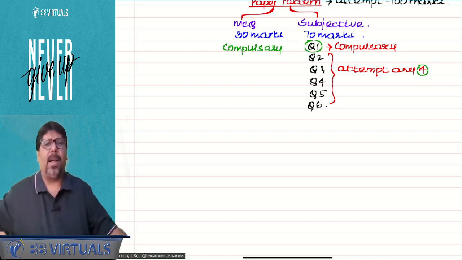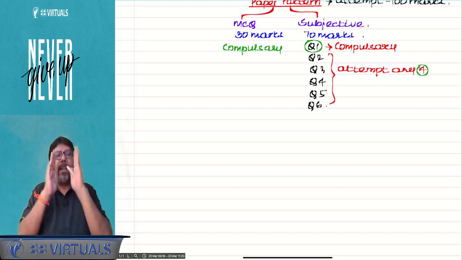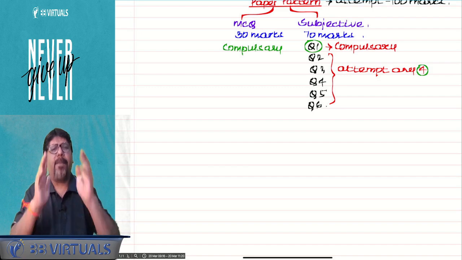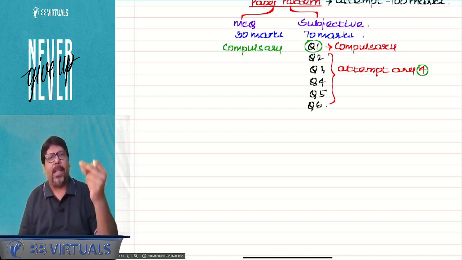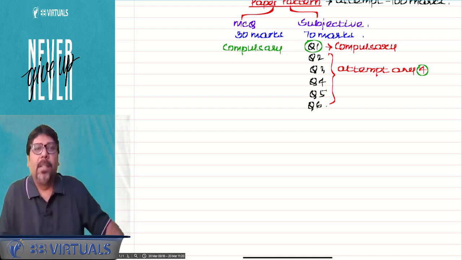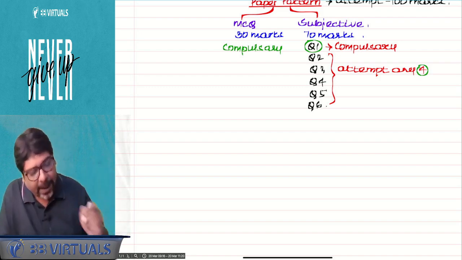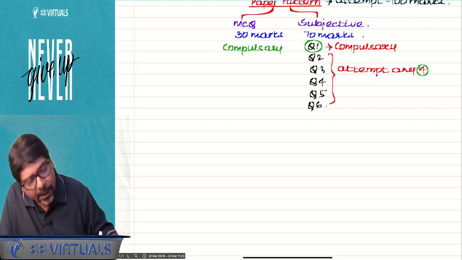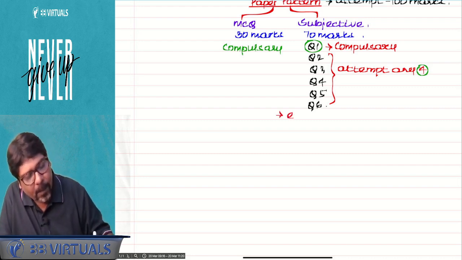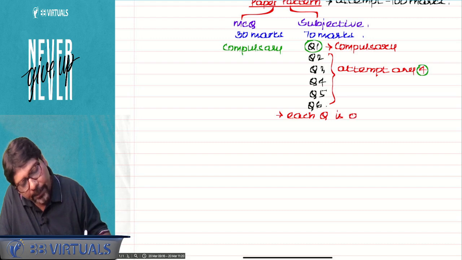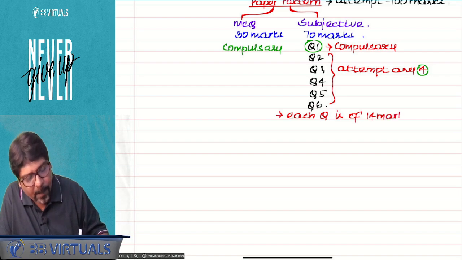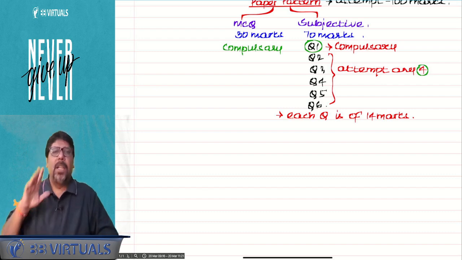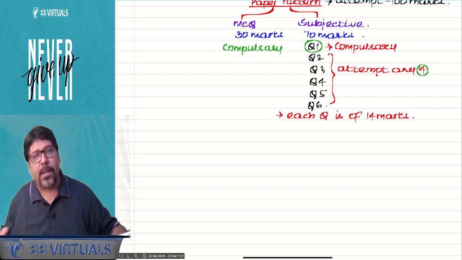So you are supposed to attempt 4 questions here, 1 question here. 5 questions, for how many marks? 70 marks. If 5 questions is for 70 marks, use your basic mathematics and tell me each question you are attempting for how many marks? So 70 divided by 5, 14 marks. Exactly. So each question is of 14 marks. Sir, 14 marks ka one full question.